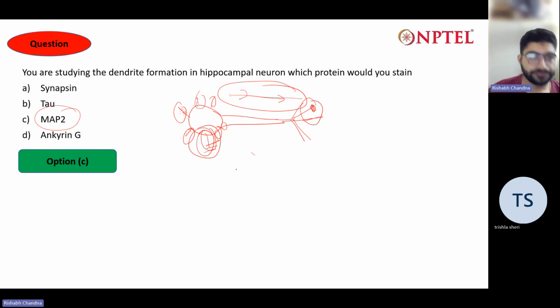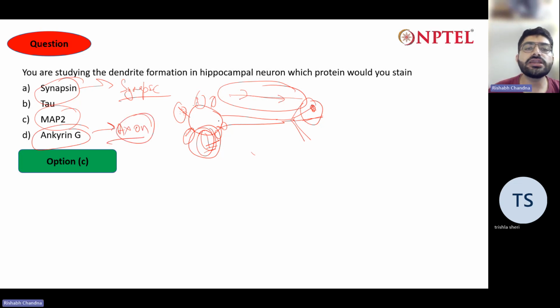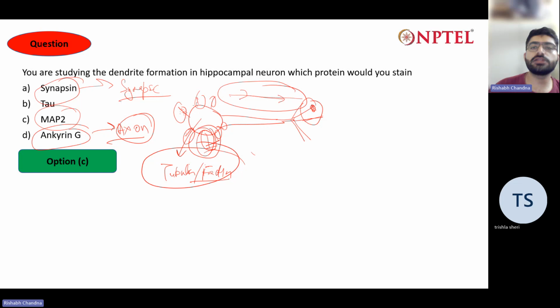So there are different proteins that are used. Synapsin is used for testing the synapse. And Ankyrin G is used for studying the axon. And for the cell body, we use tubulin protein, tubulin and F-actin. So these are the different proteins that we stain in the neurons, and we study the formation of different parts of the neuron. Okay. So now let's move on to the next question.